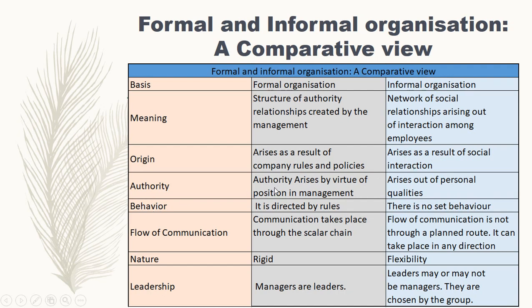Authority. In a formal organization, authority arises by virtue of positions in management, whereas in an informal organization it arises out of personal qualities. Behavior. A formal organization is directed by rules, whereas an informal organization has no set behavior. Flow of communication. In a formal organization, communication takes place through the scalar chain, whereas in an informal organization, the flow of communication is not through a planned route. It can take place in any direction. The nature of a formal organization is that it is rigid, whereas an informal organization is flexible. Next, leadership. In formal organizations, managers are the leaders, whereas in informal organizations, leaders may or may not be the managers. They are chosen by the groups.